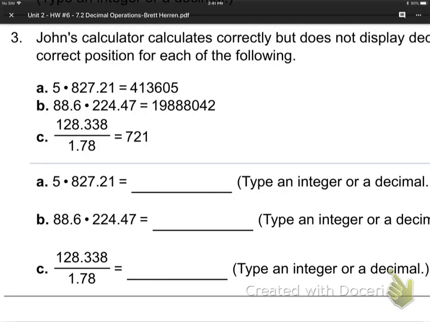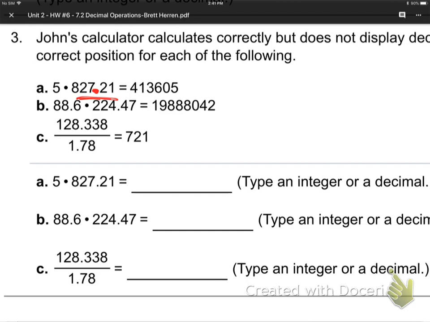Okay, so here we have 827.21. See the decimal? Make it a little bigger. 0.21 there. Right like that. And times 5. So, what do you think? Where do you think the decimal goes?